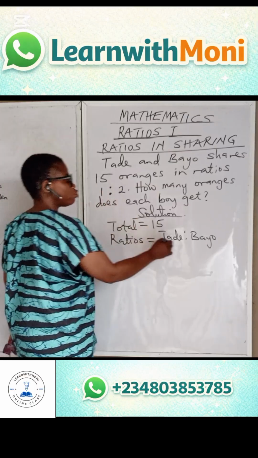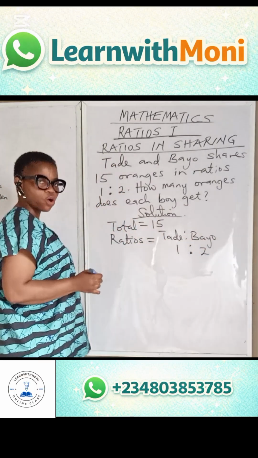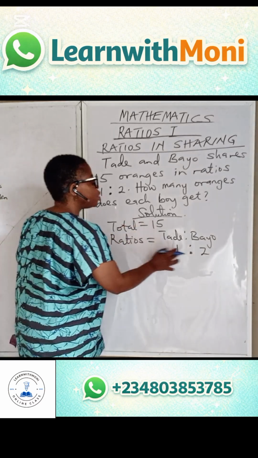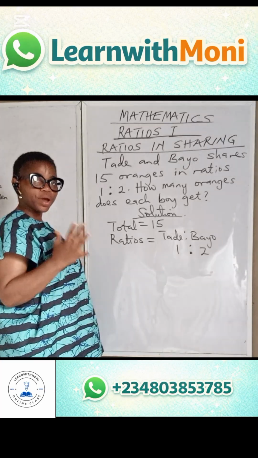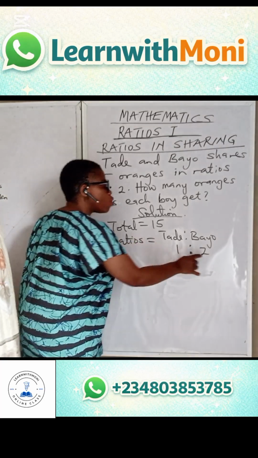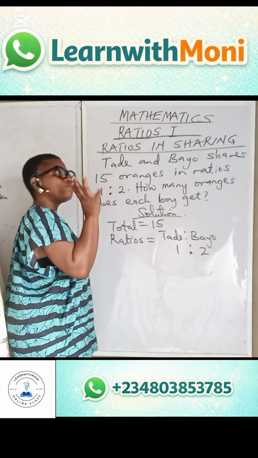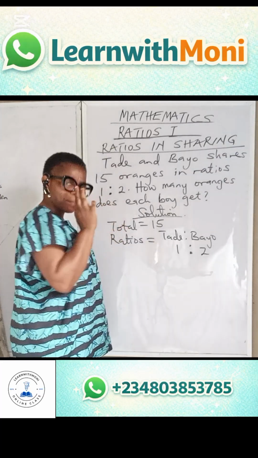And 1 comes before 2. That is ratio 1 to 2. That is how to interpret your question properly. So they share in ratio 1 to 2. We want to know how many each boy gets. This ratio 1 to 2 actually means that the 15 oranges are shared into 3 parts.